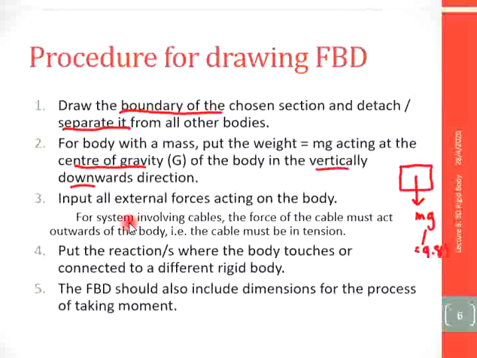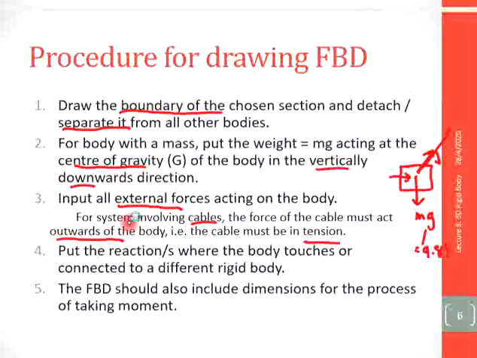Okay, and then put all the external forces. So if there is a force here toward there, and if there is a cable, for a system involved with cables, the force of the cable must act outward of the body. For example, if it is a cable there, the force is outward from the body and must be in tension for the cable.